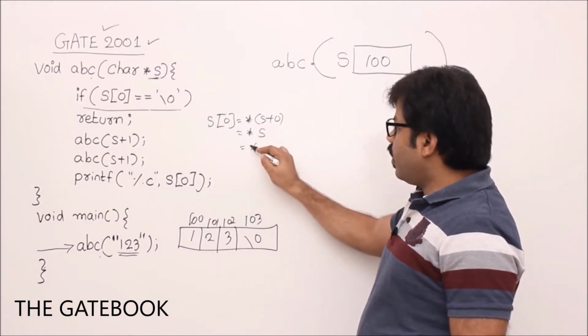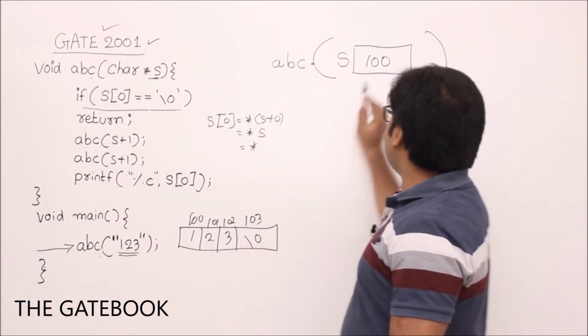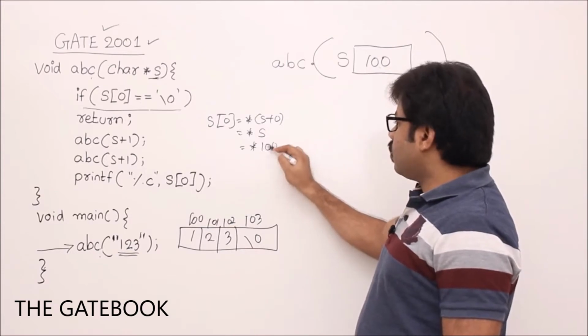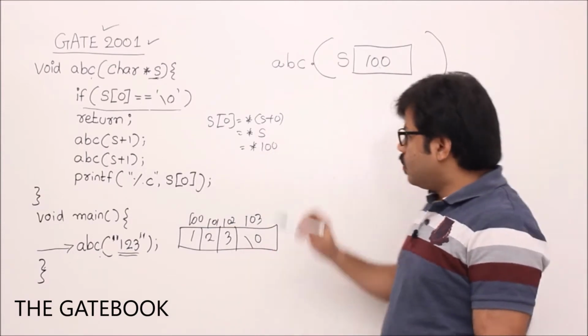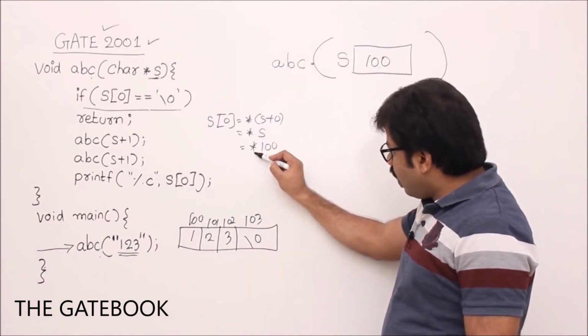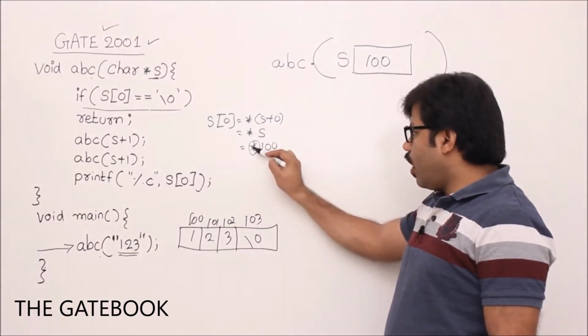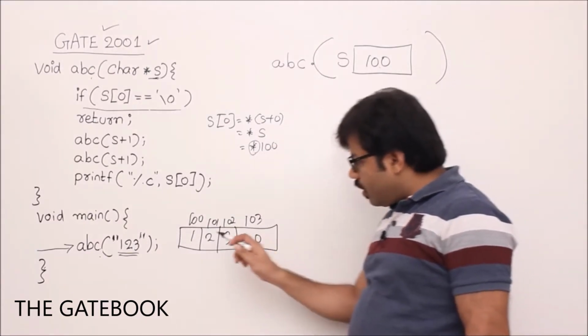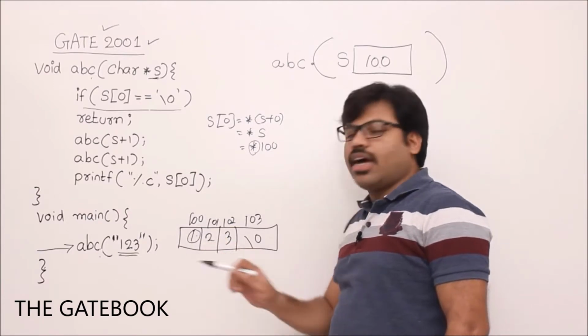So star, what is s? Content of s. What is the content of s? 100. So *100 is what? Dereferencing 100, otherwise the value at 100. Where is the value at 100? This one, right? Some students have this doubt.